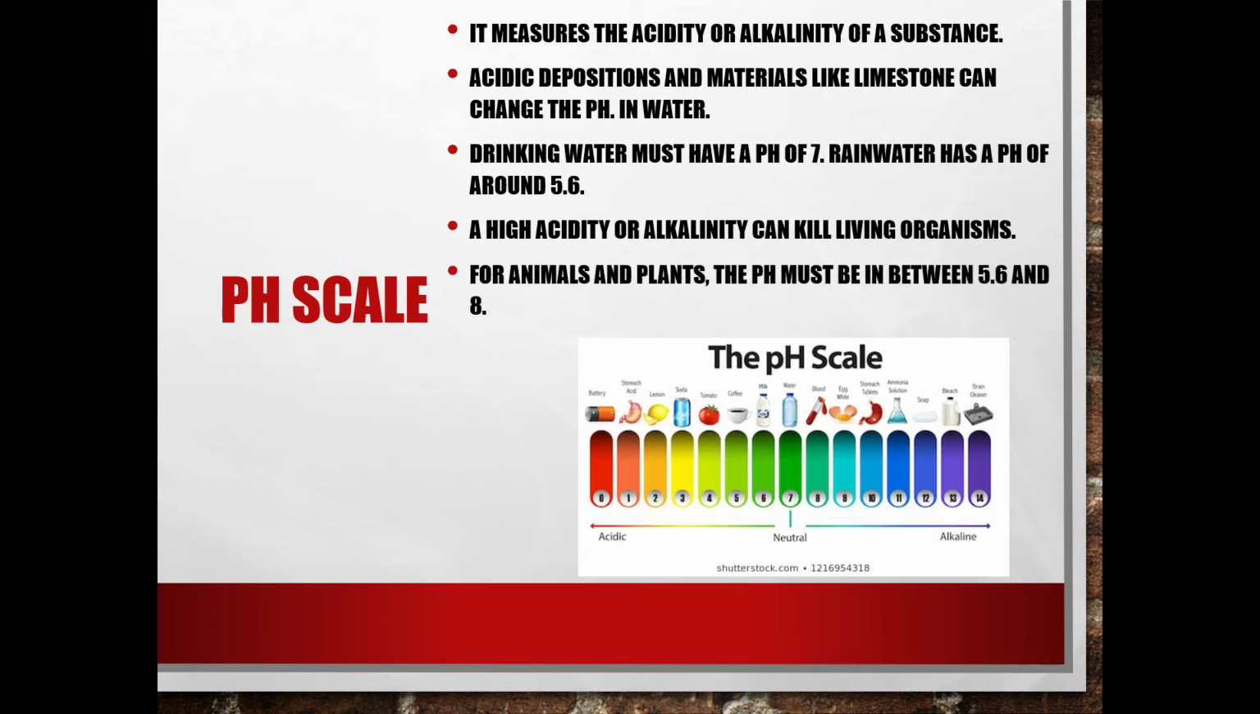And for animals and plants, the pH must be in between 5.6 and 8. So these are the standards for the pH in the water, for, of course, being able to drink it. But the best one will be, one more time, a straight 7.